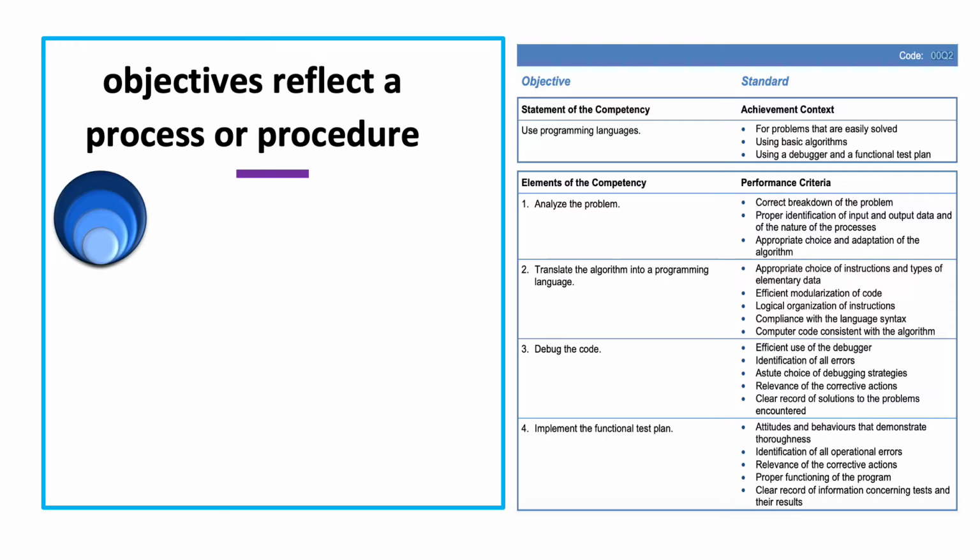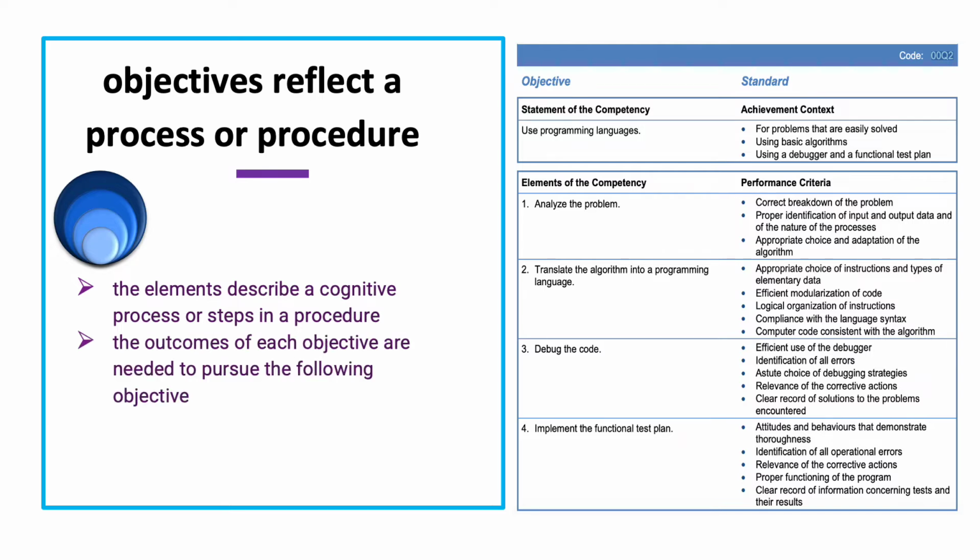In this example, use programming languages, where a student analyzes a problem, writes the computer code, makes sure there are no bugs, and then implements a test plan. The elements describe a cognitive process. The outcomes of each objective are needed to pursue the following objective. If this competency is developed holistically, all the elements are addressed in a single course or a series or a set of courses.